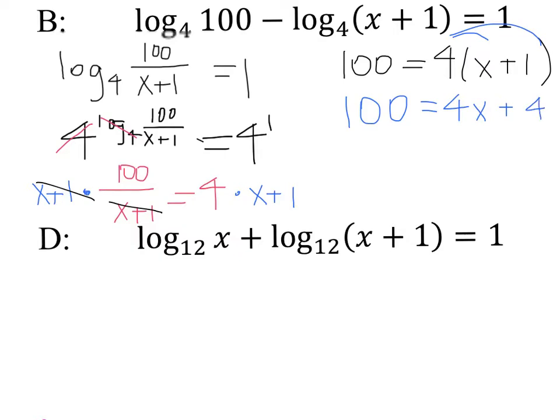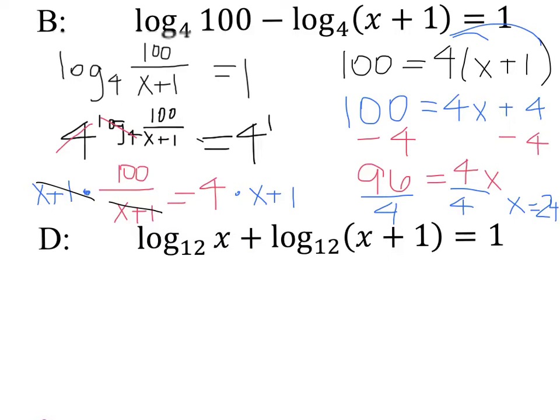And then we just need to solve for x. So we'll start by subtracting 4 from this side. So we need to do it on this side. So we have 96 equals 4x. And then we need to divide by 4 on both sides. So we end up with x equals 24. Sorry, running out of space. Okay, and that's our final answer.